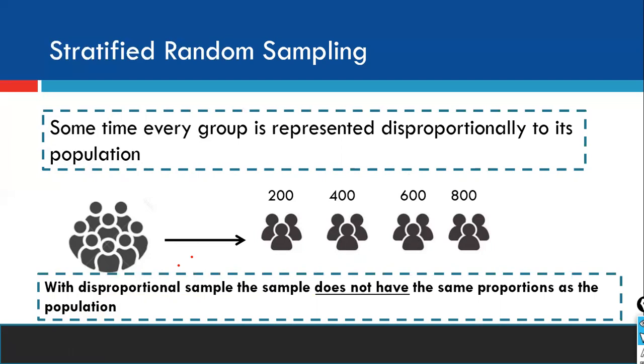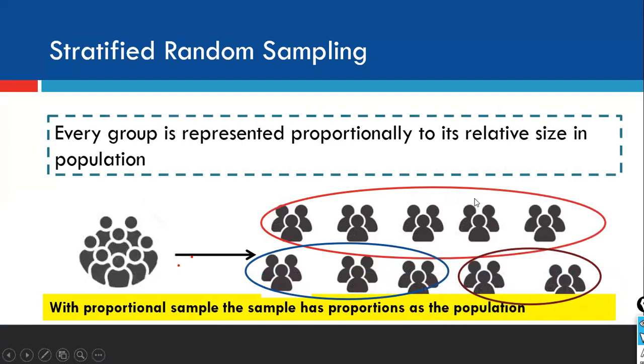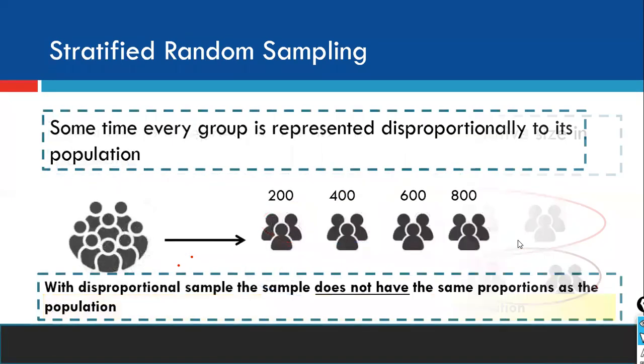Because every group is represented disproportionately. But if you see here, it is represented proportionally: 500, 300, and 200, 800, 1,000. So there is a proportion, but here there is no proper proportion. So the sample does not have the same proportions as the population. You can do it this way also. Your sample need not have the same proportion as the population, especially when you have disproportional data groups like this.